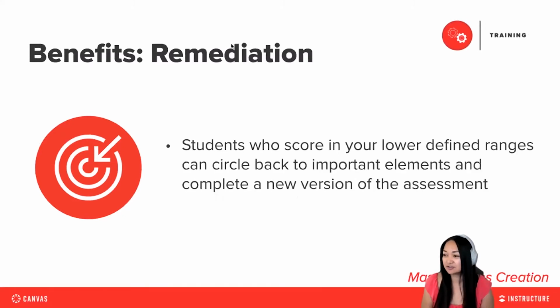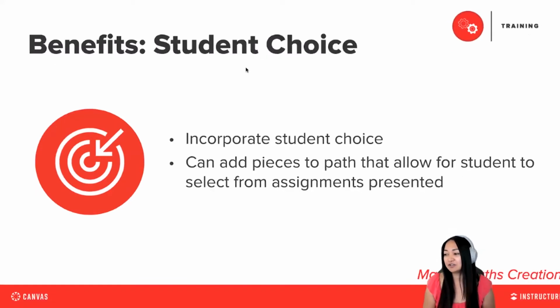There's also remediation. Students who score lower can go back, and you can review elements for them so they can take a different path. There's also the ability for students to choose how they learn. If you set it up this way, maybe there's a concept you want them to learn through a video, or through reading. It's up to you. You can give the students that choice so they can choose how they want to learn a certain concept. That's really cool about Mastery Paths.